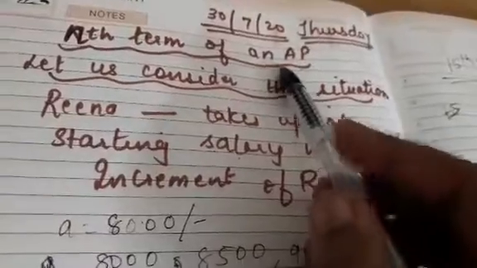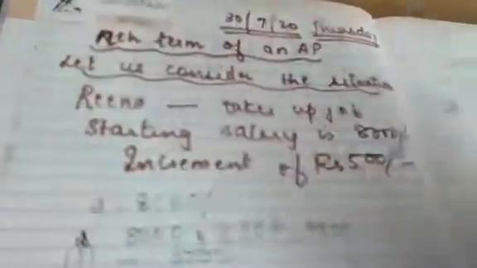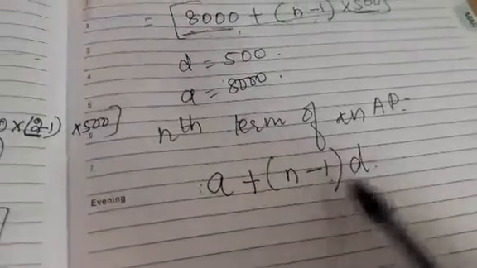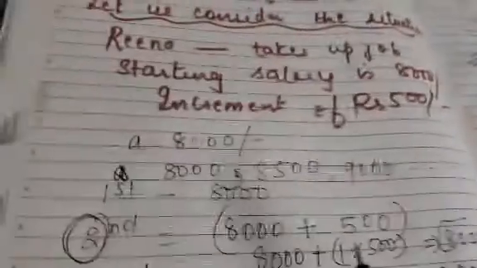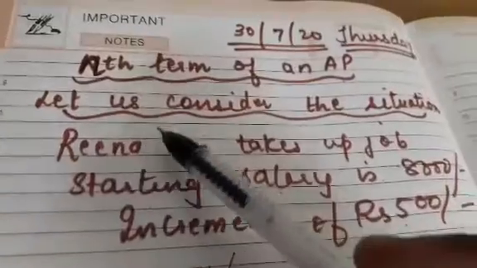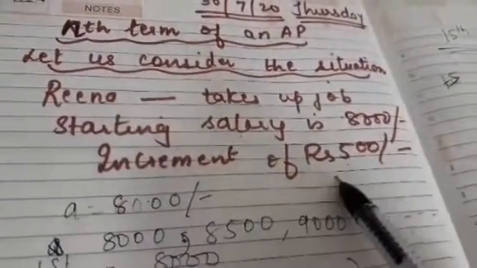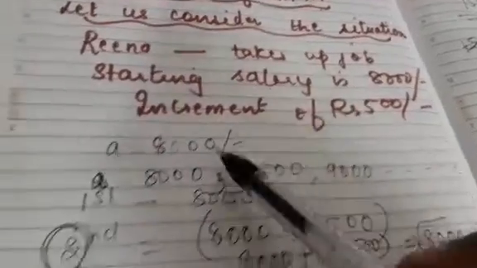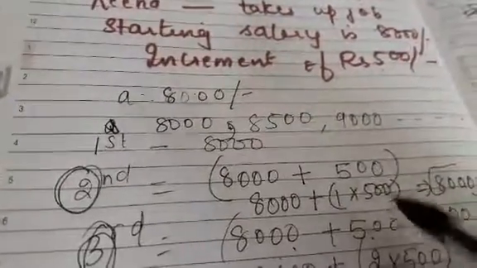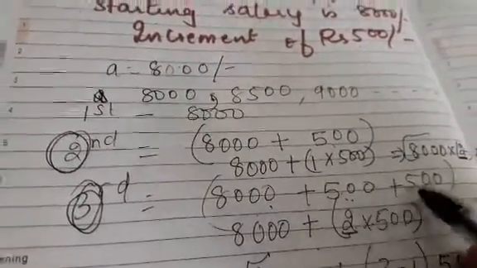And if any arithmetic progression is given to you, you can find the nth term by this particular formula, a plus (n minus 1) into d. I hope this situation is clear to you, that Reena takes up a job, her salary is 8000, and an increment of 500 is promised every year. So starting with 8000, then 8500, and then 500 more.